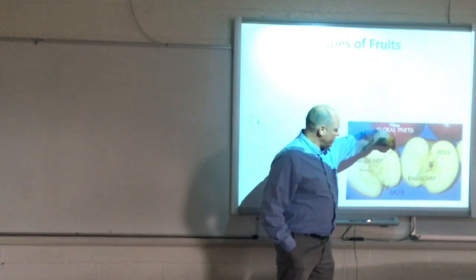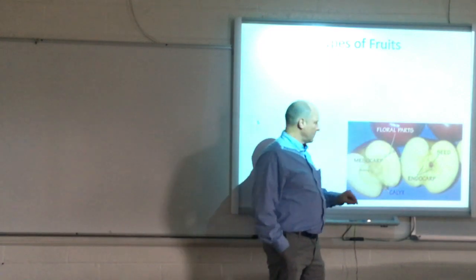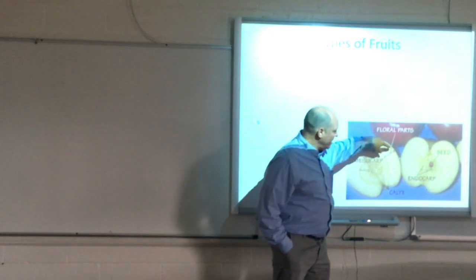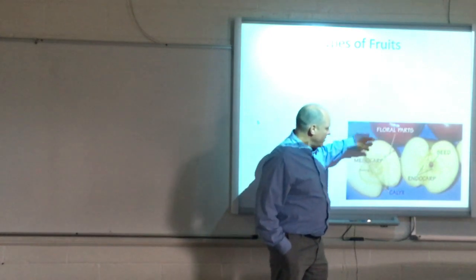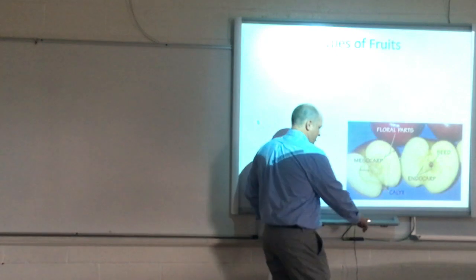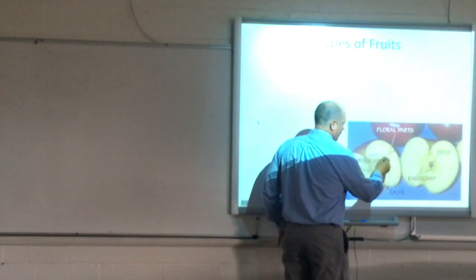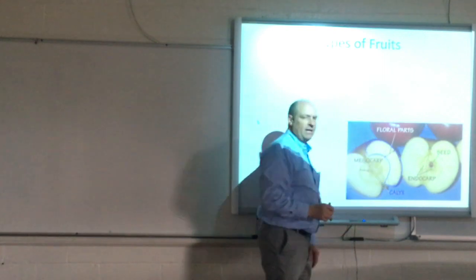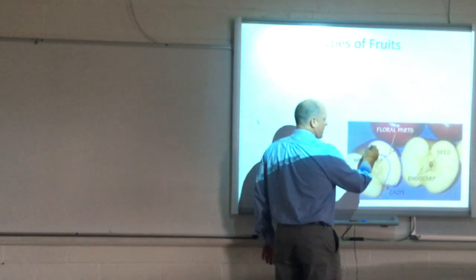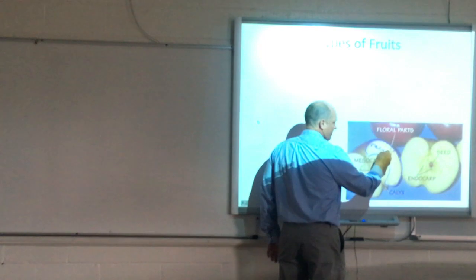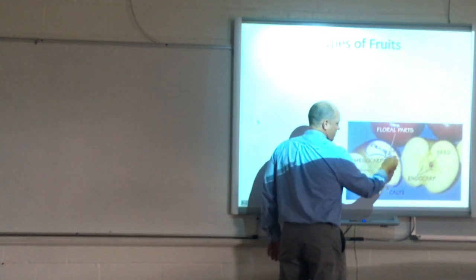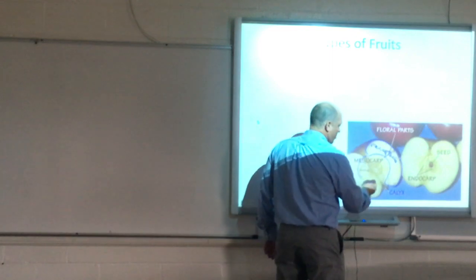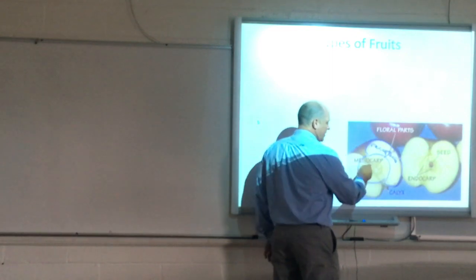You have the exocarp, which is the skin. Actually, I shouldn't say that. That's the epidermis. You have, it says the floral parts. This part of the apple right here, which is the part we eat, this is the receptacle. Okay? This part right here, which we usually throw away, which is the core, is the fruit.